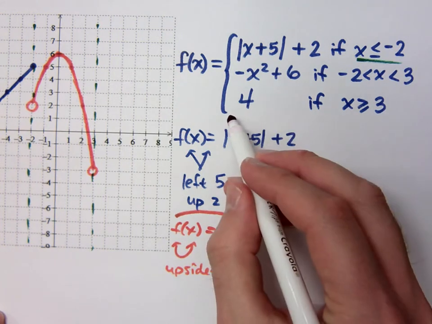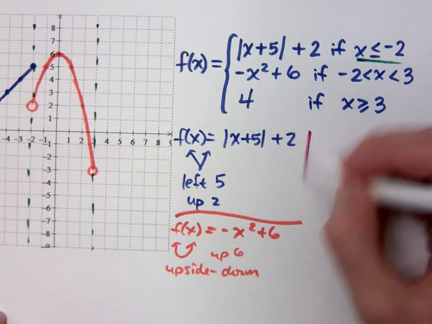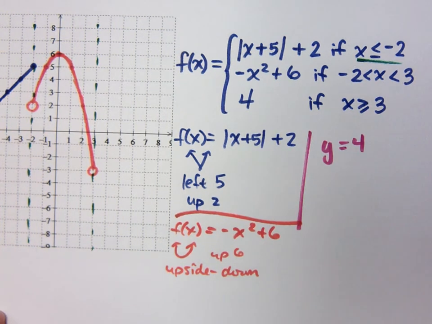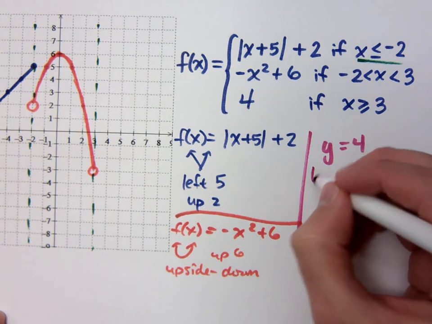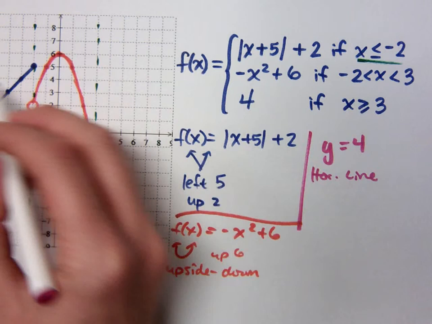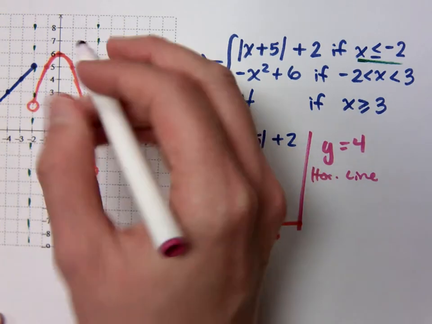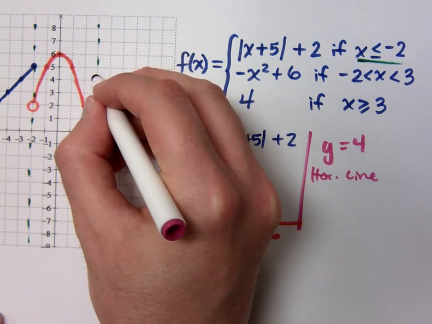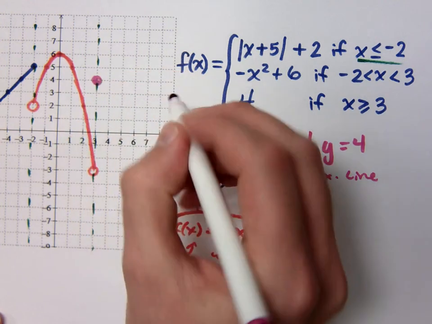Here, what does 4 look like? If I just were to write y equals 4, what does that mean? Horizontal line of 4. Horizontal line going through 4. Do I draw this all the way across, starting at x equals 3? Open or closed? Start at 3, 4. It's closed.